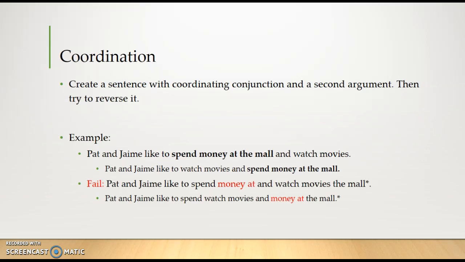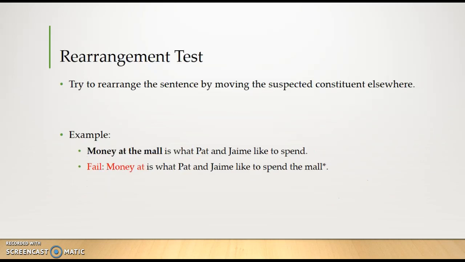So coordination, we're going to try coordinating it with a second argument, and then we reverse it. So Pat and Jamie like to spend money at the mall and watch movies. Pat and Jamie like to watch movies and spend money at the mall. So we can add a new phrase in and see if we can coordinate it, use it with the and. So Pat and Jamie like to spend money at and watch movies at the mall. Pat and Jamie like to watch movies and money at the mall. Both are ungrammatical, so it fails the coordination test.